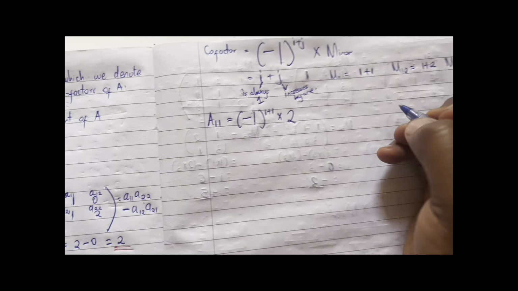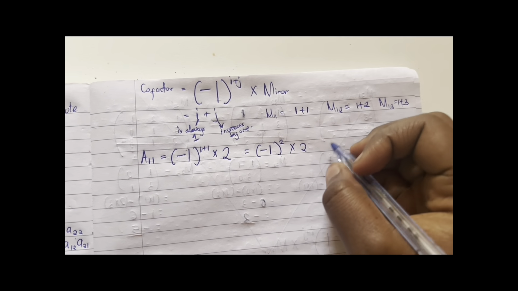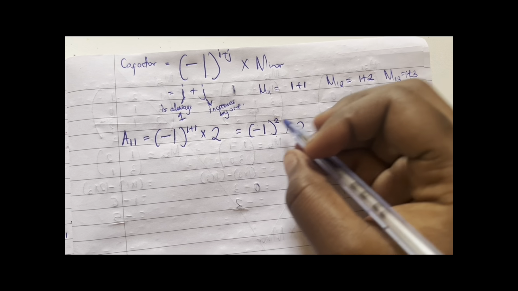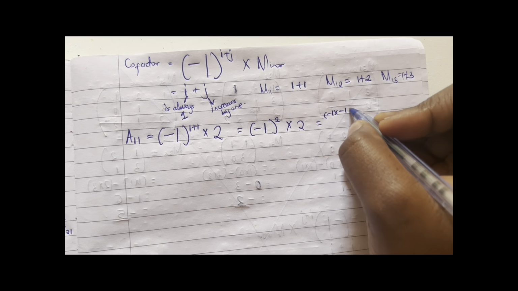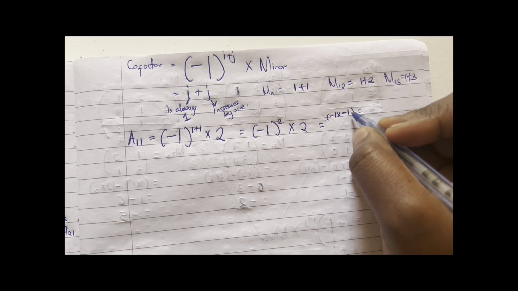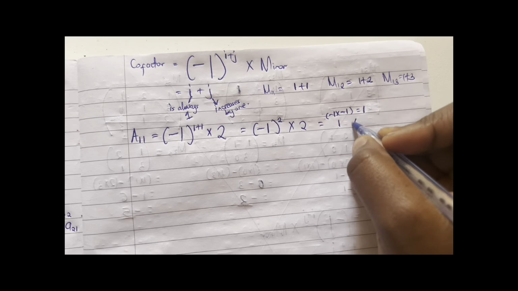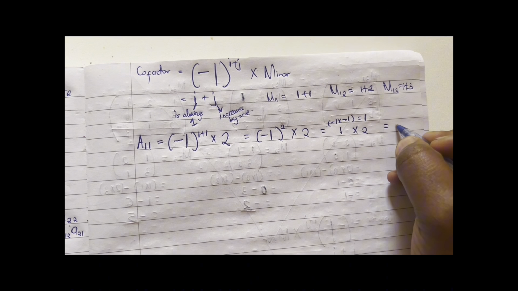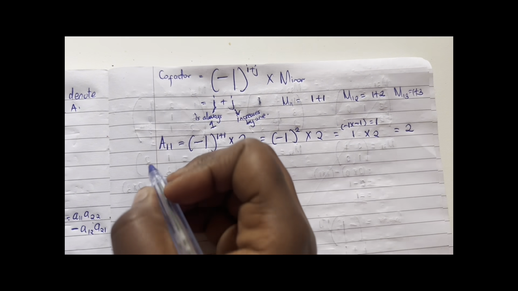Then we'll have negative 1 power 1 plus 1 is 2, times 2. So negative 1 power 2 is like negative 1 times negative 1. And a negative times a negative is a positive 1. So 1 times 2, our answer is 2. So our A11 is 2, that is the cofactor.